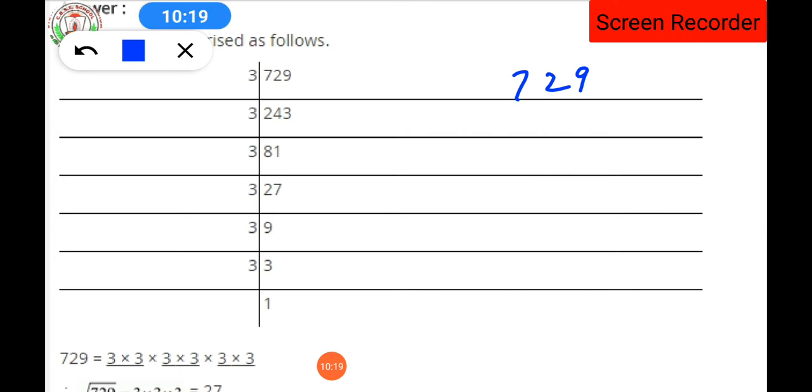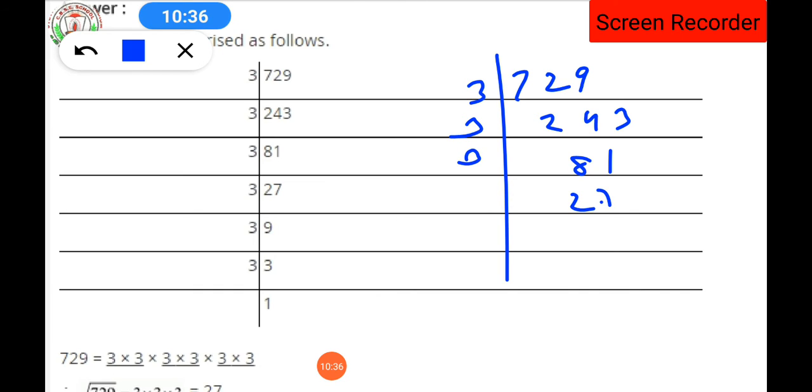729 comes in the table of 2 or not? No, it will not come. So let's see by the table of 3. So how many times it comes? It will become 243 times. Now 243 will come in the table of 3 how many times? 81. 81 comes in the table of 3 how many times? 27. 27 comes in the table of 3 how many times? 9 times. And 9 comes in the table of 3 how many times? 3 times. Then 3 comes in the table of 3 how many times? 1 time.